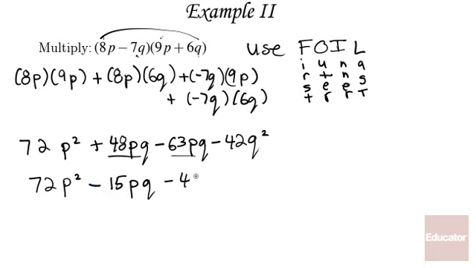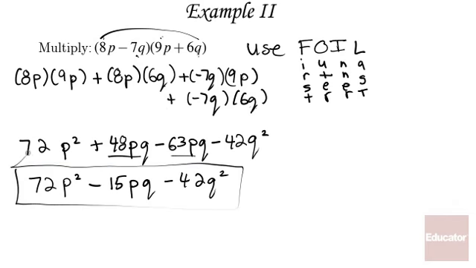15pq minus 42q squared. Again, we recognize that we have two binomials. It's multiplying binomials. So using the FOIL method, first terms multiply plus the outer terms being multiplied plus the inner terms plus the last terms. Multiply it all out, simplify, and this is the answer when you multiply those two binomials.